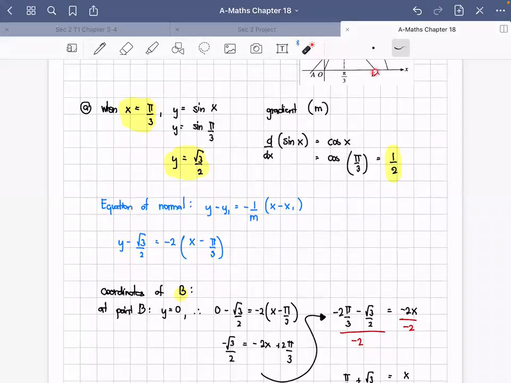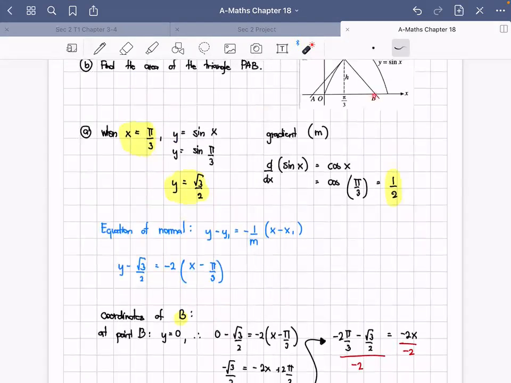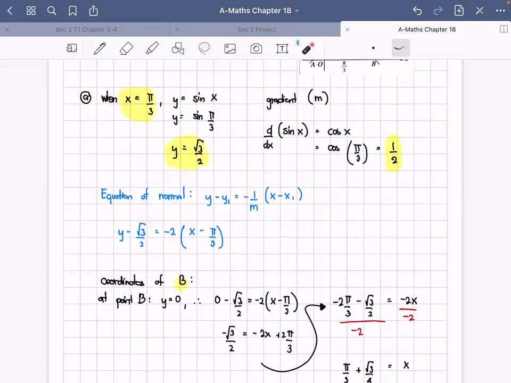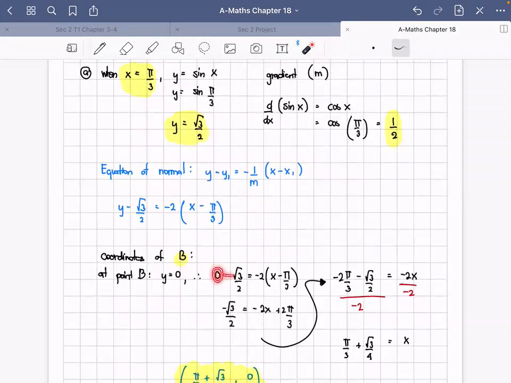To find the coordinates of point B, we know again that point B is on the x-axis. Therefore, y is equal to 0, so just plug in 0 here. Again, it becomes 0 minus root 3 over 2 equals negative 2 times x minus pi over 3. So solving for x here.